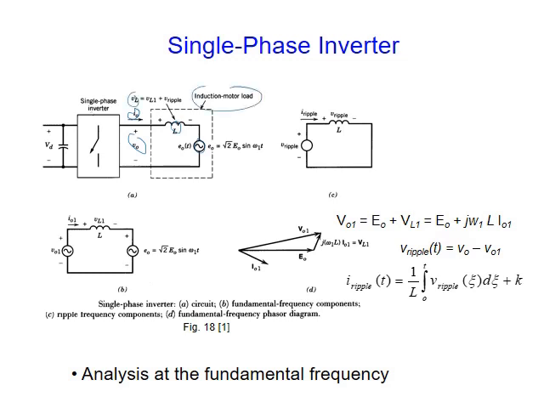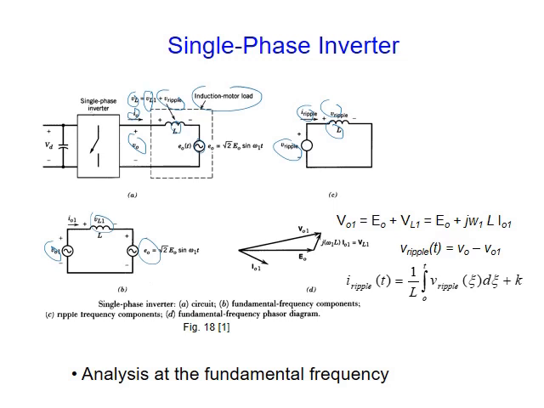So the voltage across the inductance will contain the forced and natural parts. The natural part is the ripple part. You remember superposition? If I separate the natural from the ripple, I will find that V output variable equals I ripple introduced to the voltage across the inductance. While for the forced part, the output voltage is V across the inductance plus the back EMF.